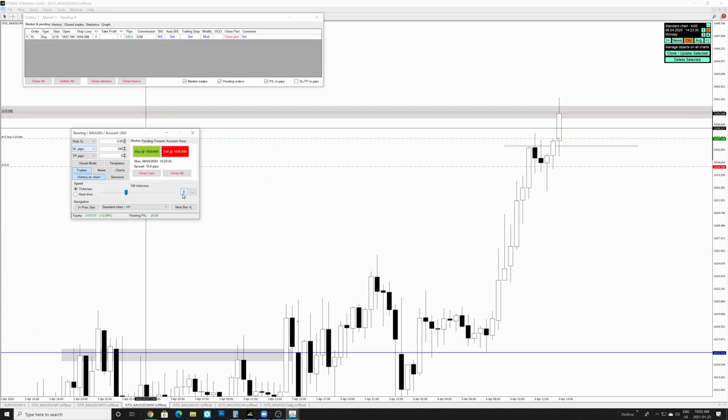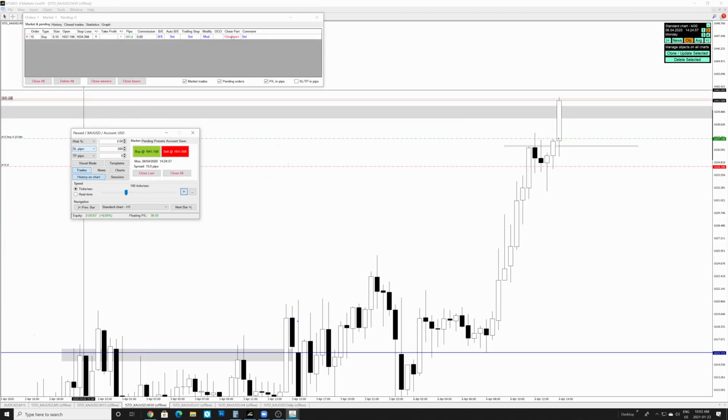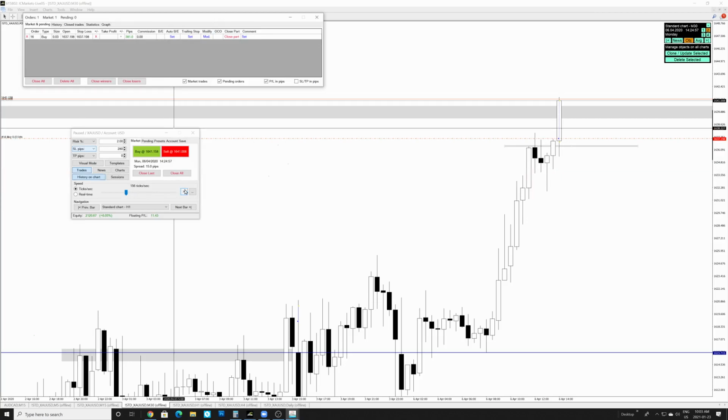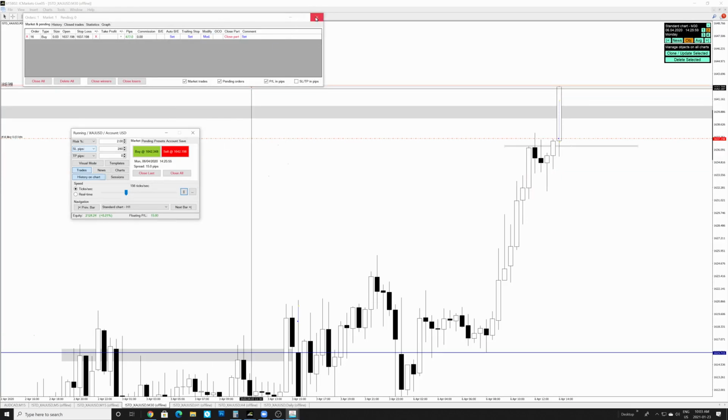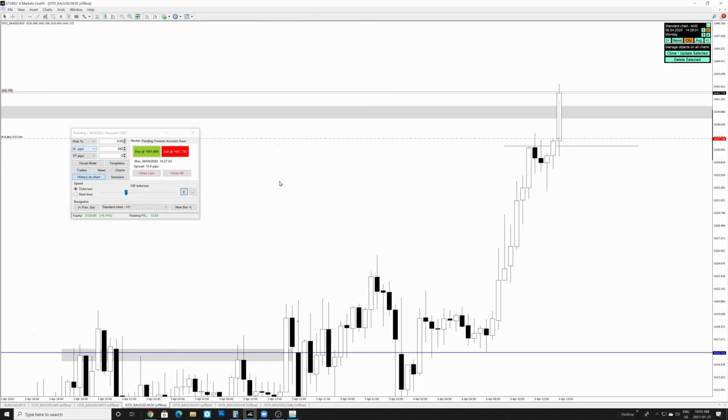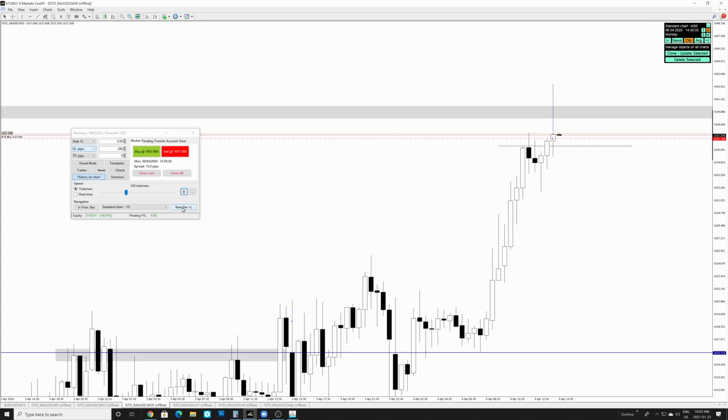So I think this is going to be the opportunity to probably close. Maybe let's close like 70% over here and leave the rest running at break even. And since this is our last trade, we're going to let it run and see how far it runs before we get stopped out. Oh, we got stopped out over here.